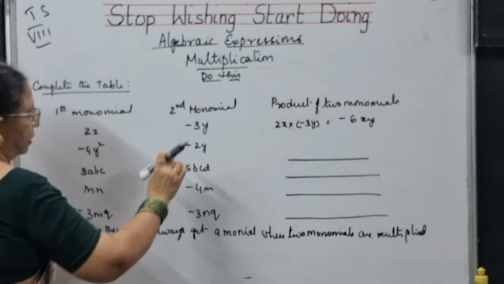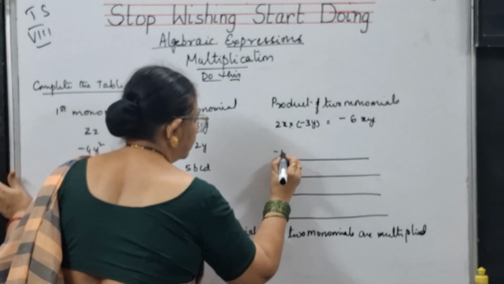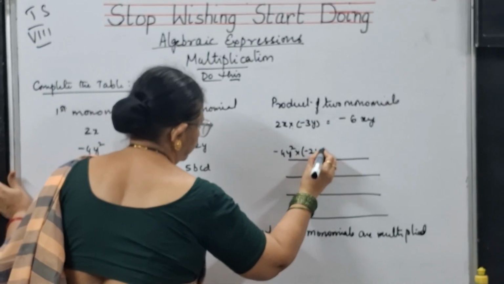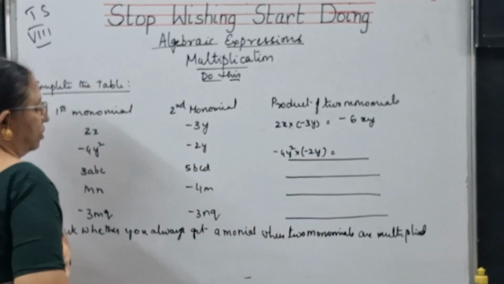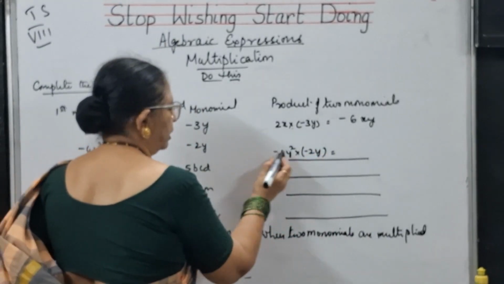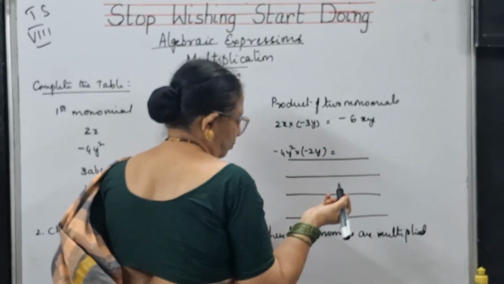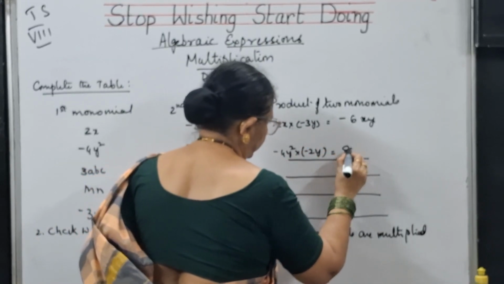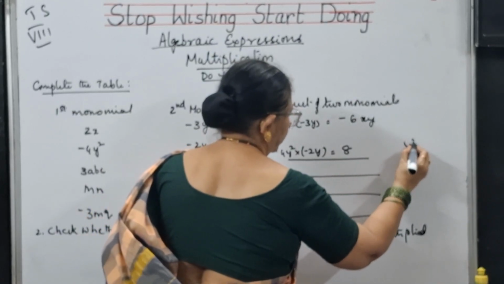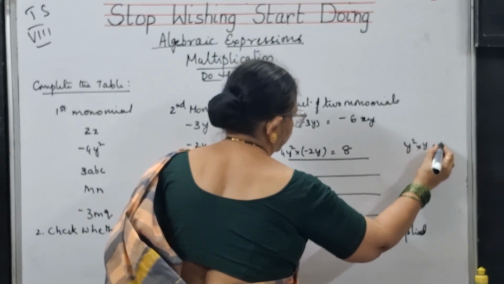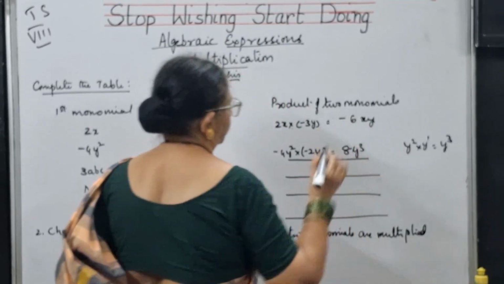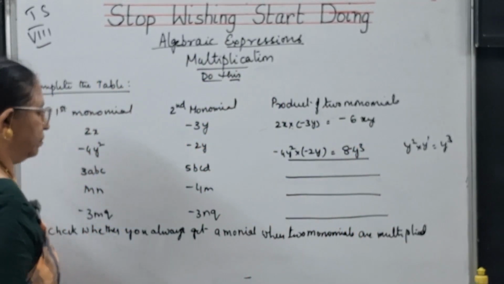Minus 4y square into minus 2y. This is equal to, say children, minus into minus is plus, so you need not write. 4 2s are 8, and y square into y is y to the power of 2 plus 1, 3. y cube. 8y cube.